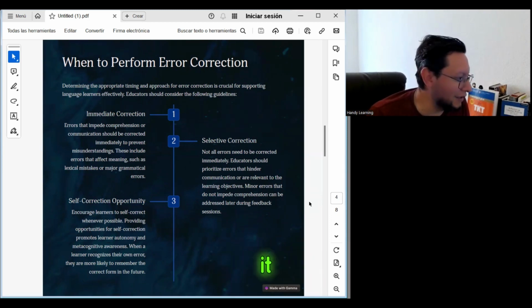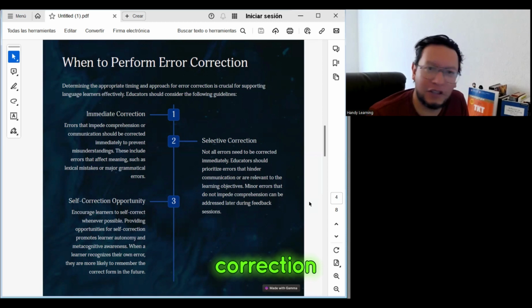Self-correction opportunity, it says, well, encourage learners to self-correct whenever possible, providing opportunities for self-correction.